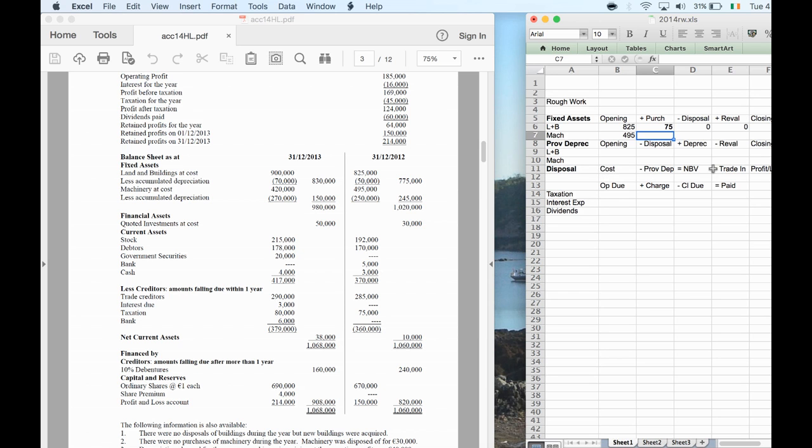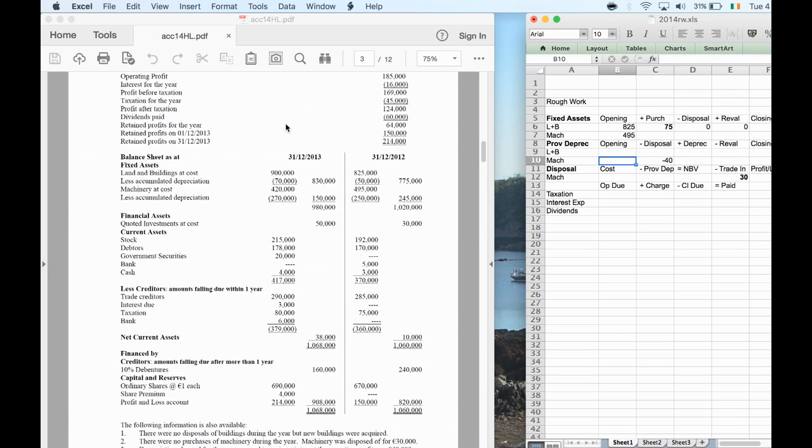So the money we got for selling our machine is going to be the 30 grand that goes there. For machinery, I'll need to work out what the provision for depreciation was and what the machine originally cost, and I'll work that out as we go along. Depreciation charge for the year for machinery was 40 grand. So that means the provision for depreciation of machinery on disposal is 40 grand.